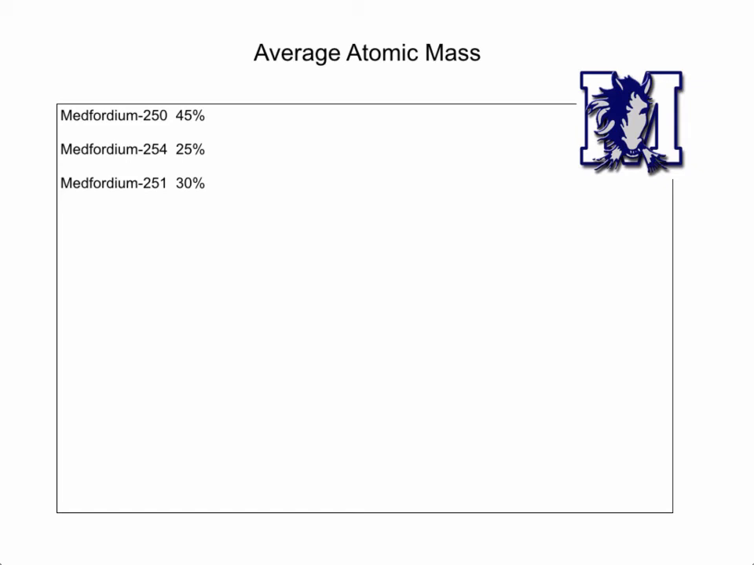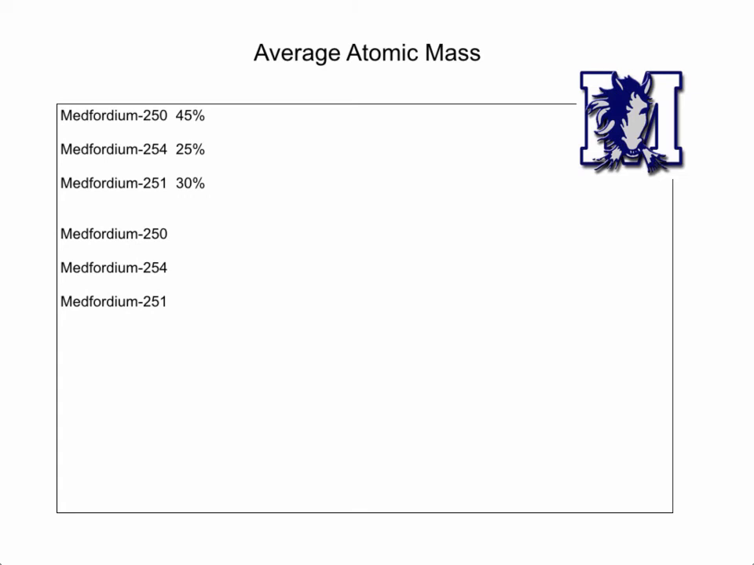So, knowing this, and knowing that each isotope of medfordium occurs in a different percent abundance, I need to calculate an average. Now, would it make sense to calculate a straight average, adding up the masses and dividing by 3? No, because there are unequal amounts of each isotope in the universe. So we need to use the same method we did for the grades in order to calculate the average atomic mass.